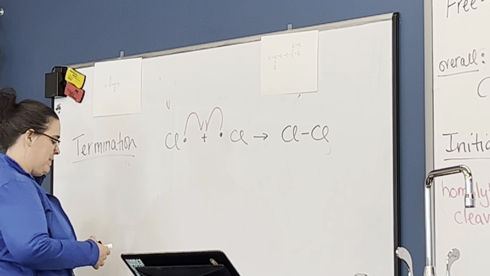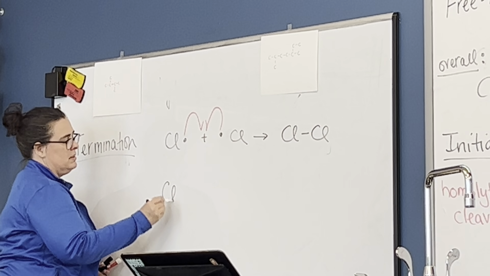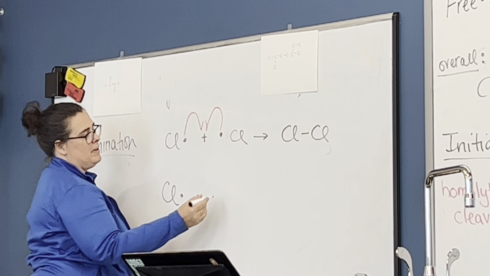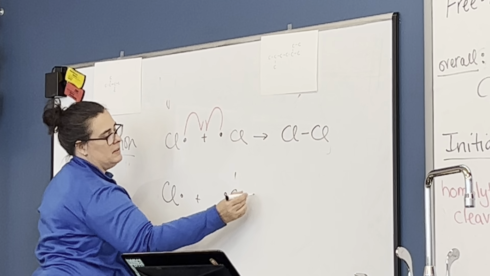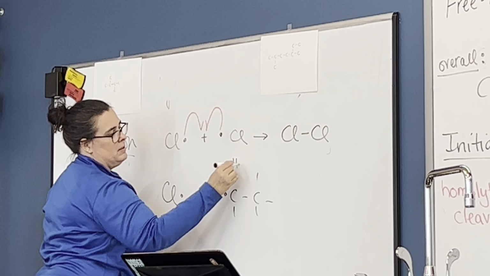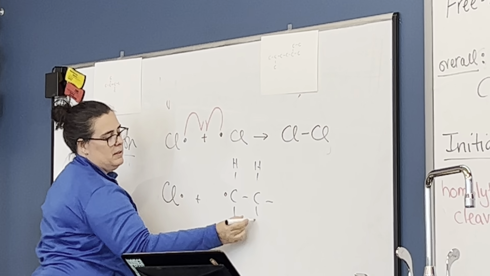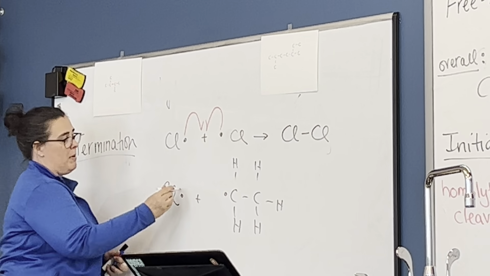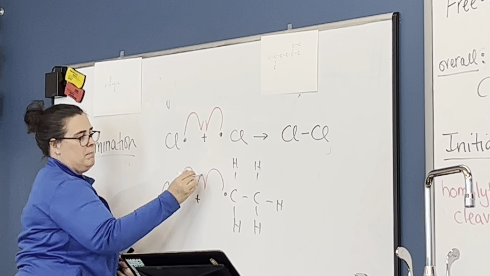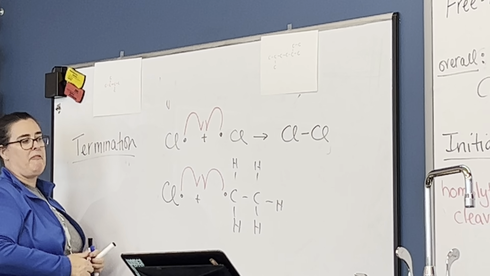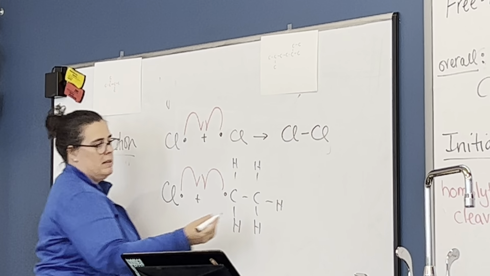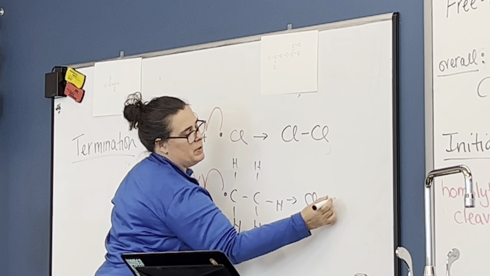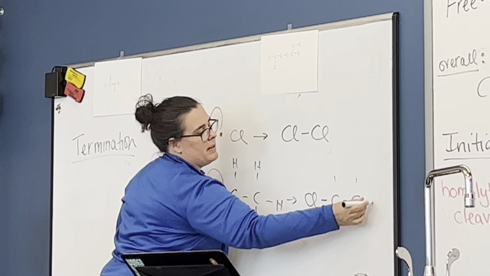Another thing that could happen is a chlorine radical could come up to an ethyl radical. And the product there would be honestly what we're trying to make. But it would kill this chlorine radical. It would prevent more from reacting. Now, we would get 1 unit of our chloroethane.